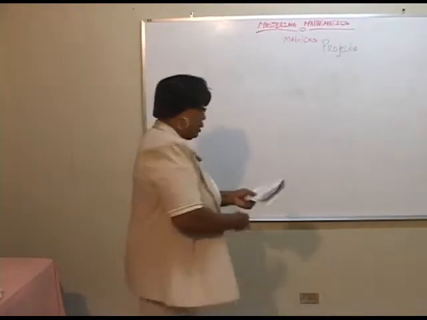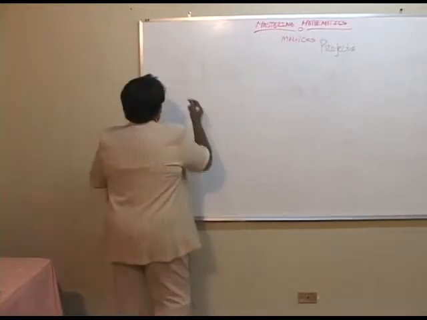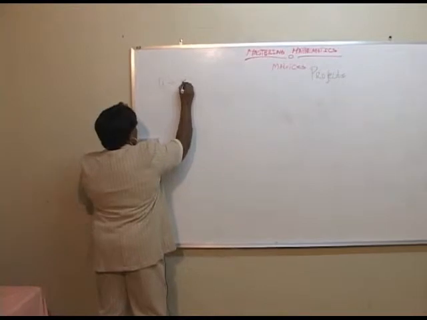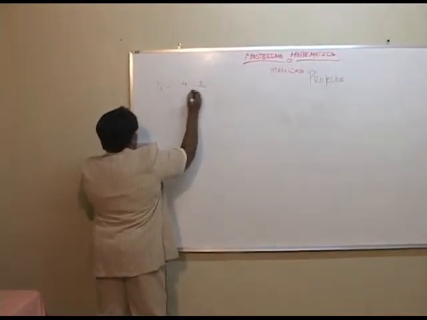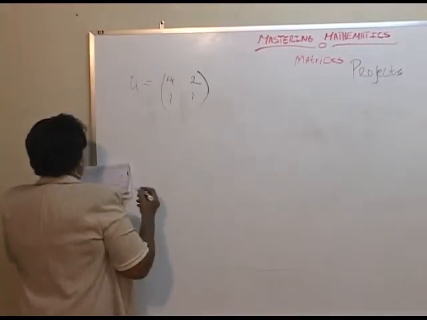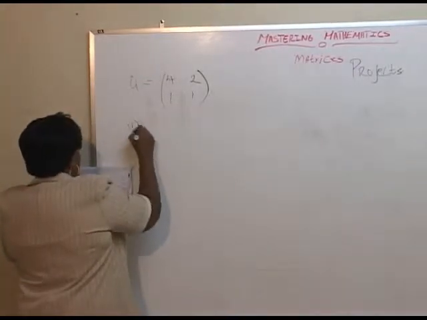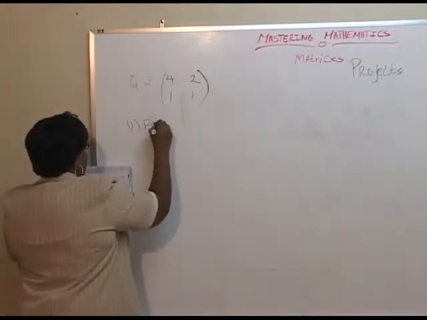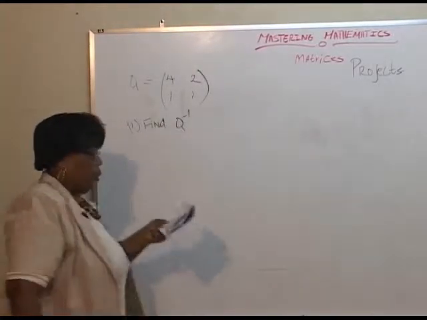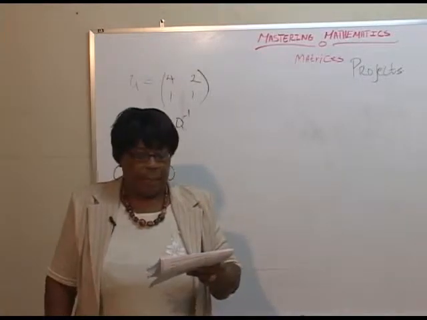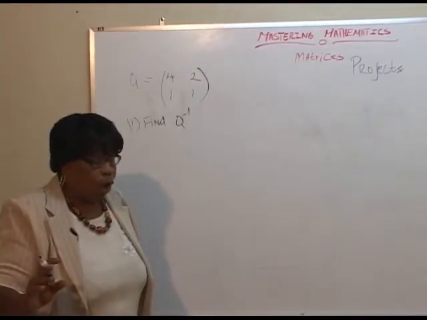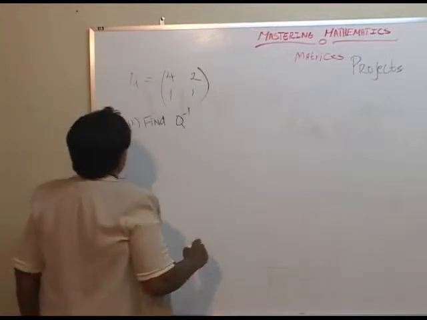The matrix Q is such that Q is equal to 4, 2, 1, 1. Part 1. Find Q to the negative 1. So it says right away, find the inverse. 2 marks tells us that we shouldn't be taking too long on it, okay? So let's go right away.